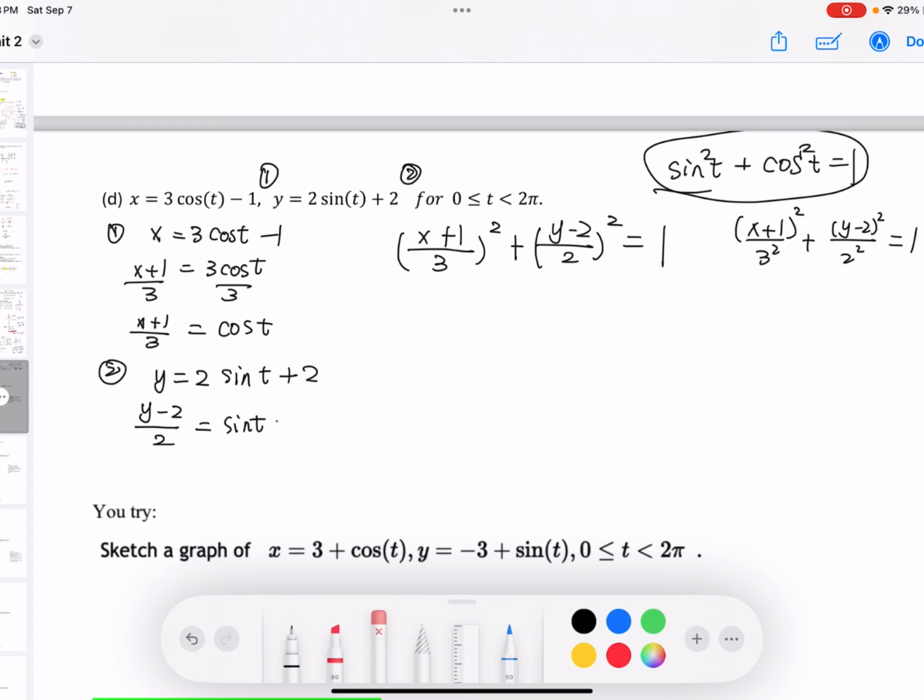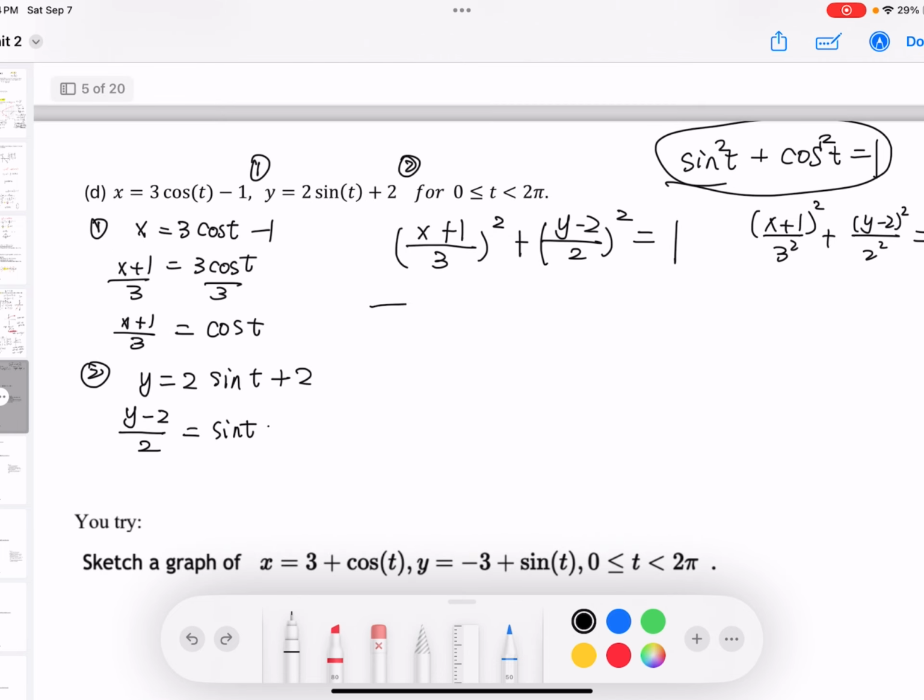Before we list the table, we know that this is an ellipse, and we have the shape like this because 3 is greater than 2. 3 is a. The major axis is parallel to the x-axis. Okay, let's list the table to find the specific points.